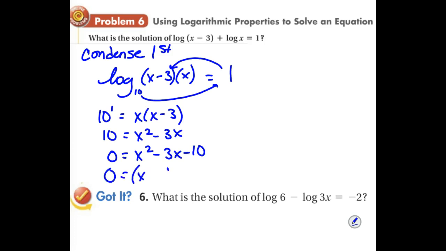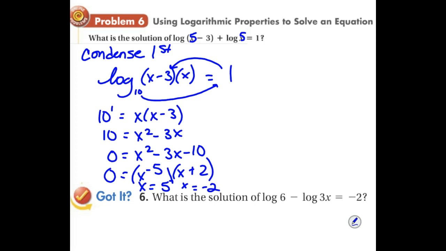Okay, so just like you've been solving quadratics all year, 2 numbers that multiply to be negative 10 and add up to negative 3. All right, so possible x values would be a positive 5 and a negative 2. We do need to check those. So if I put a 5 back in here and here, now I'm saying the log of 2 plus the log of 5 equals 1. That's okay. I'm not taking the log of a negative, so that should work out fine.